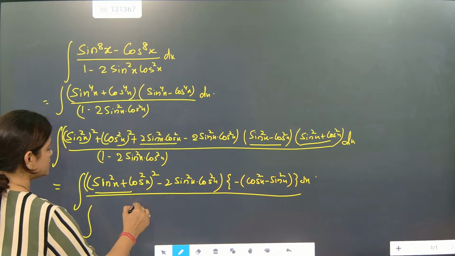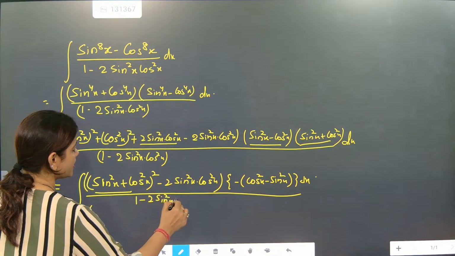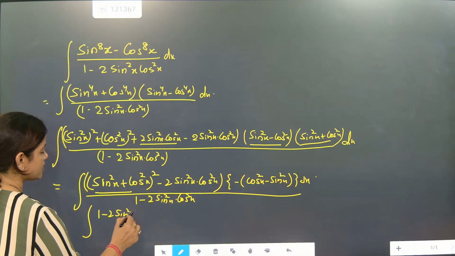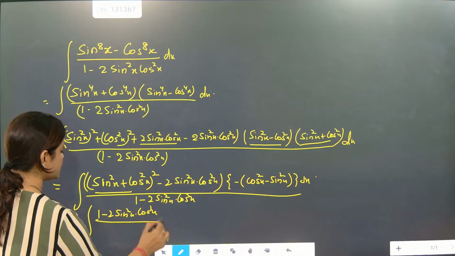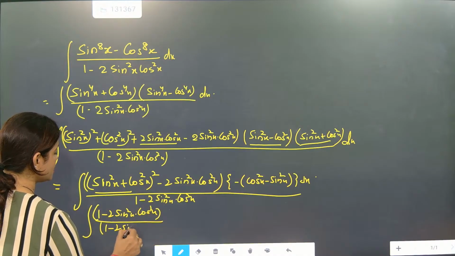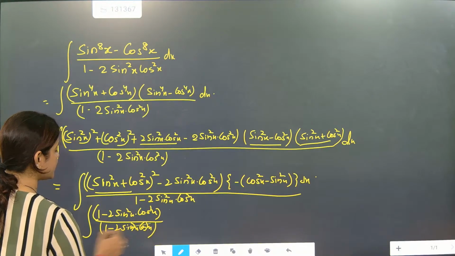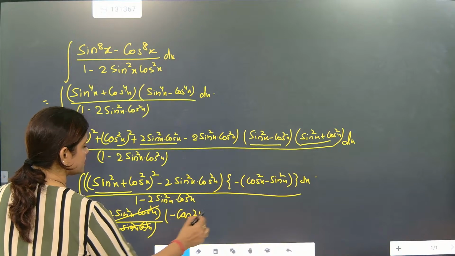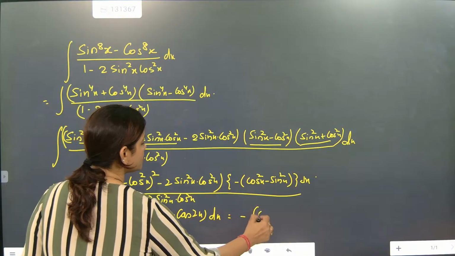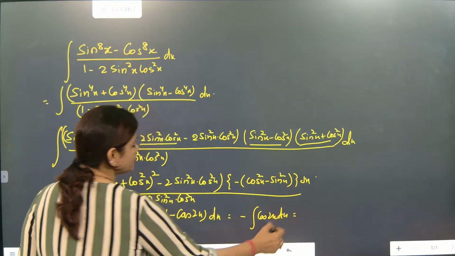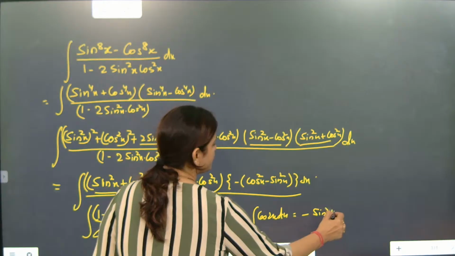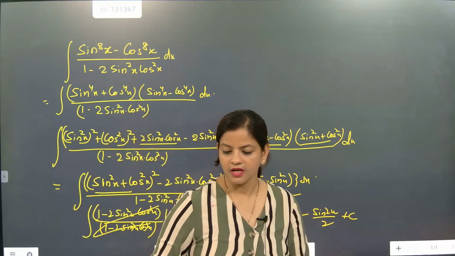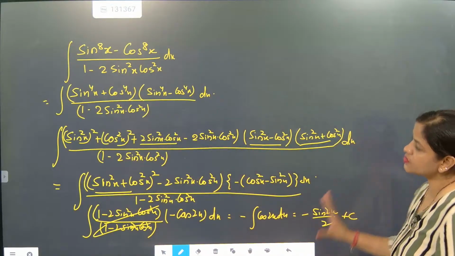So the denominator will become 1 minus 2 sine square x cos square x. Because this part will become 1, so 1 minus 2 sine square x cos square x by 1 minus 2 sine square x cos square x cancel. And here it is coming as minus cos 2x dx. So integration of cos 2x dx will become minus sin 2x by 2 plus C. So this is one part of questions which is exactly coming. So did you get the answer? So this is the way the first question we have solved.